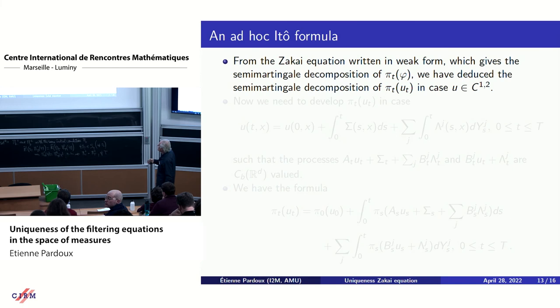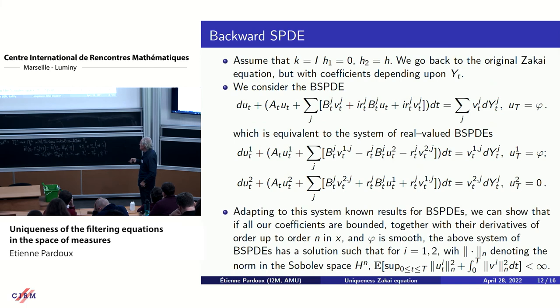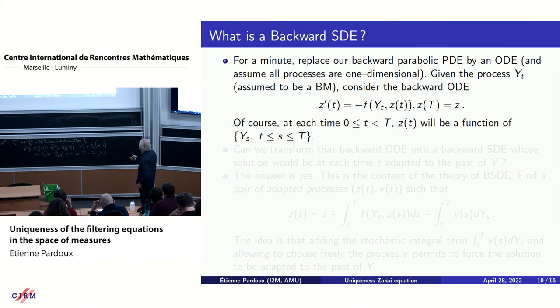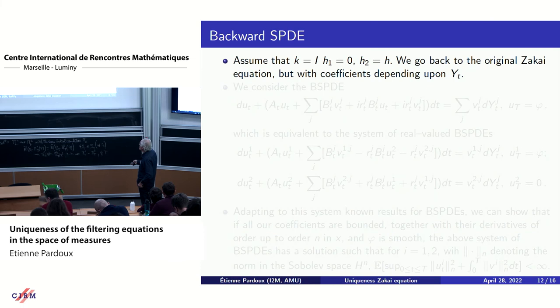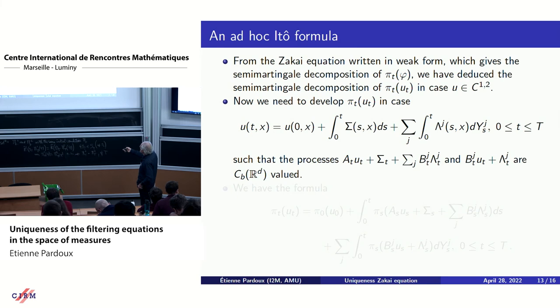Now we need an ad hoc Itô formula, because now we have, as was explained here, a BSPDE. We want to write an Itô formula for pi t of u t, but now u t solves a BSPDE, so it's a little more tricky than what we had before. Now we need to develop pi t of u t in case u t takes this form.